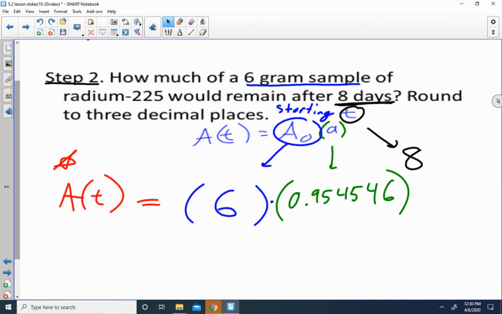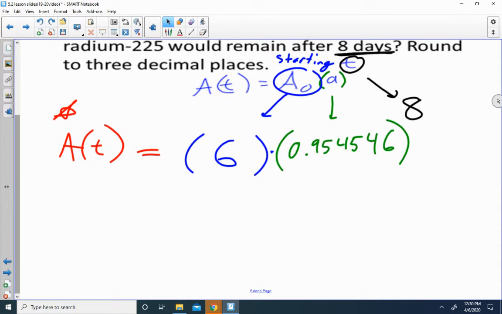Now, I have to ask you guys something. What do you think I should do first? Should I do 6 times the green first? Or should I take the power first? Which one do you think I have to do first? Or does it even matter? I'll give you a moment to think about that.